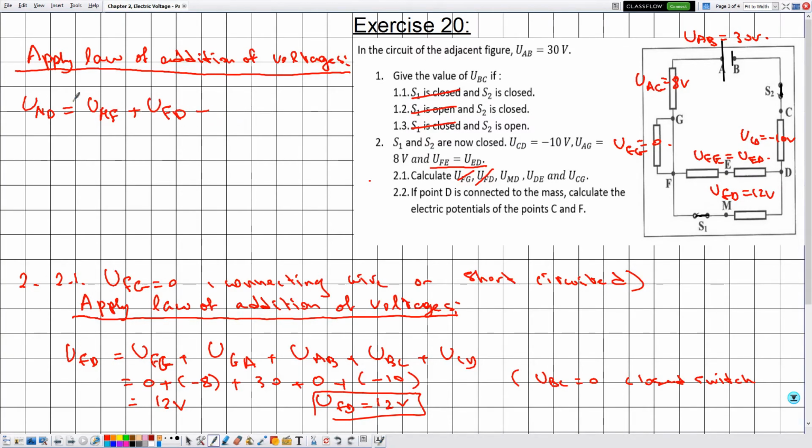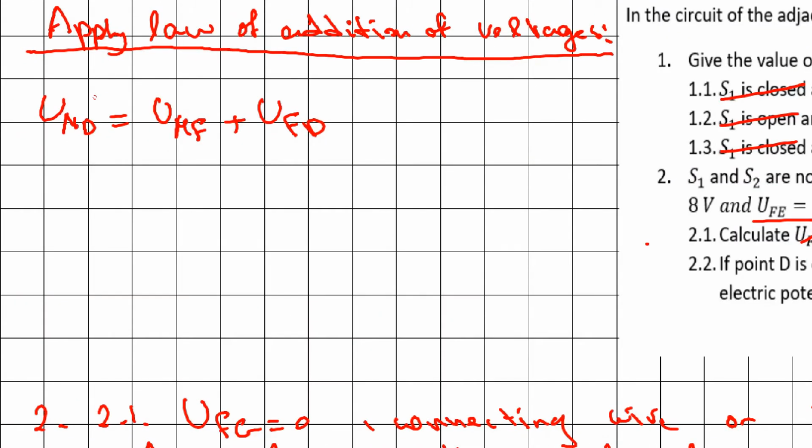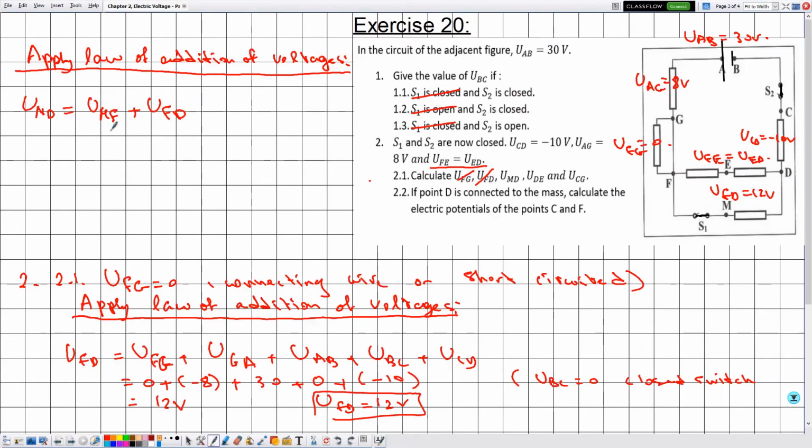Okay, so this is a valid equation because we have started with M, ended with D, and we have inserted each letter twice. UMF is equal to 0, and the reason is given by the closed switch. And UFD is given by 12, so this is 12 volts. So UMD is equal to 12 volts. So we are done with UMD.